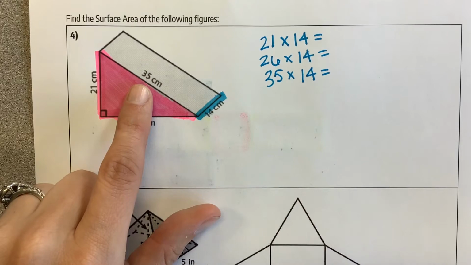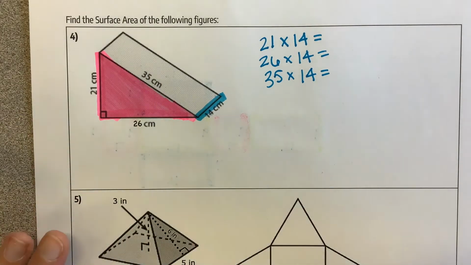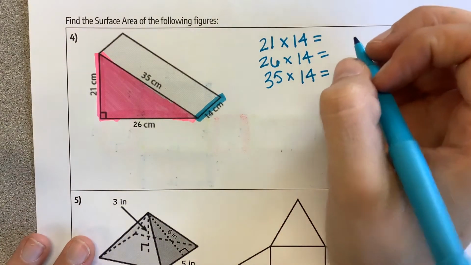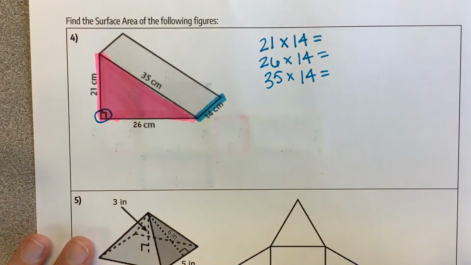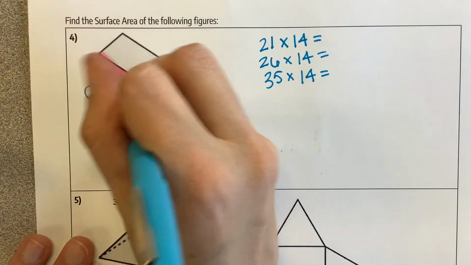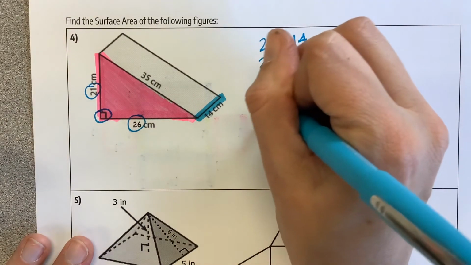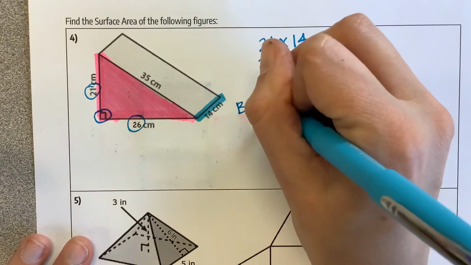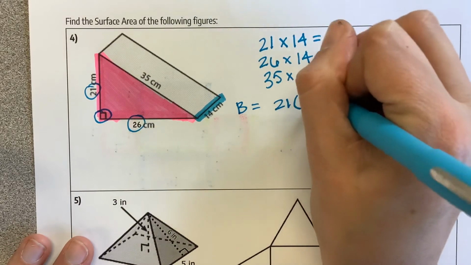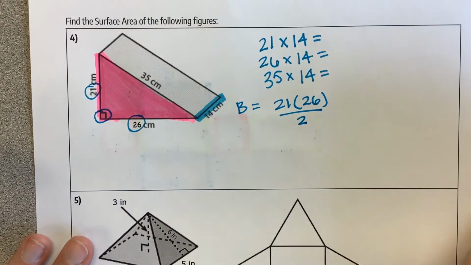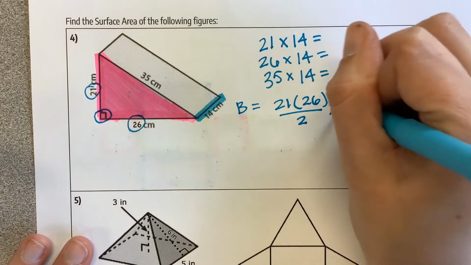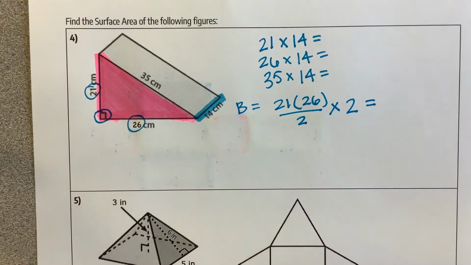And then, last thing is our triangles. So we need to see what two sides meet at the 90-degree angle. That's the 21 and 26. It should be the two smaller sides of the triangle. So for our base, we are doing 21 times 26 divided by 2, but then there are two of them. So we need to double them.